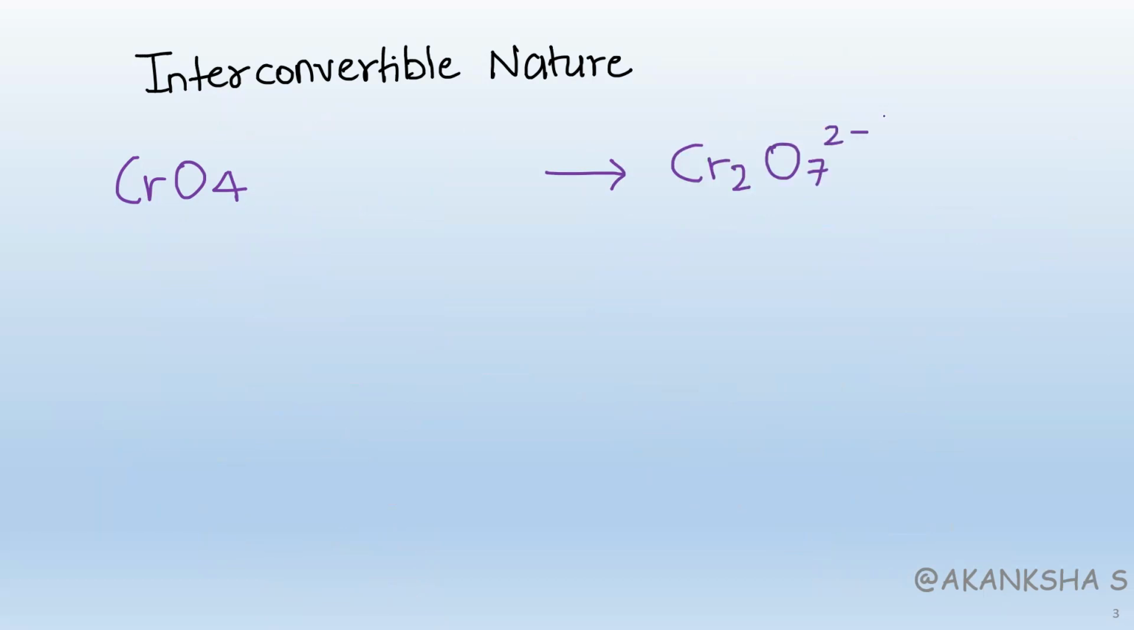Now, first of all, there are certain rules that we need to follow. Whenever you want to convert chromate to dichromate, we prefer an acidic medium for the bonding.